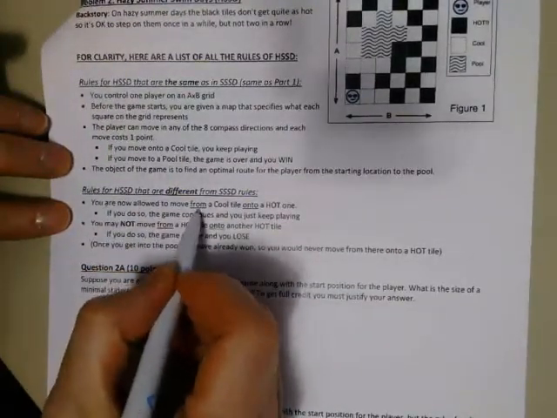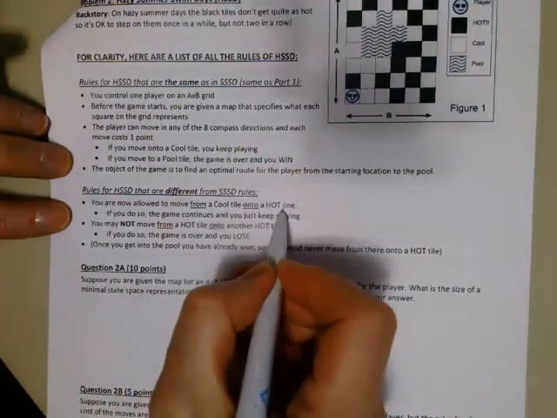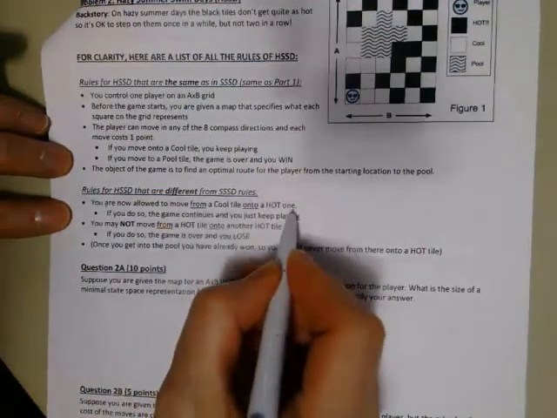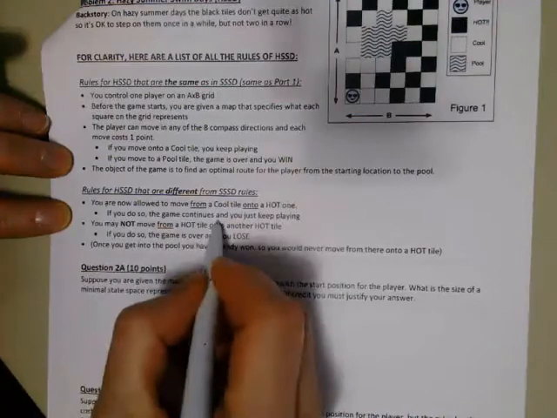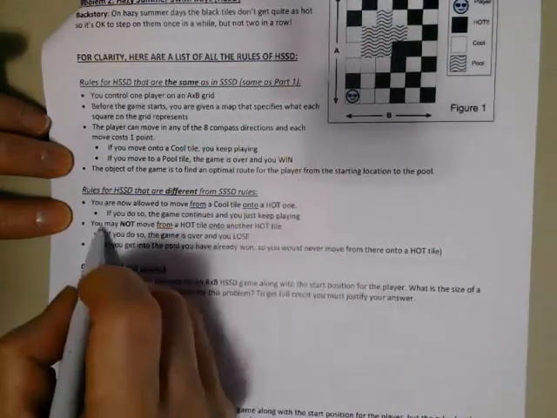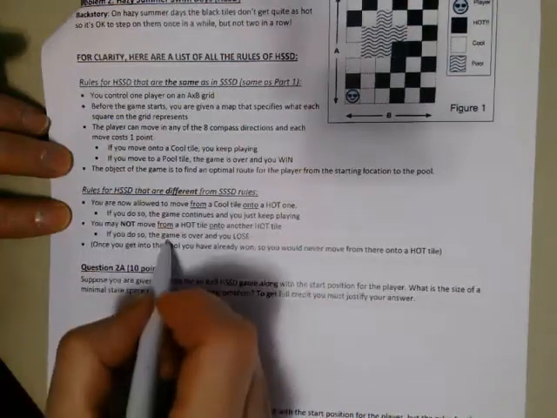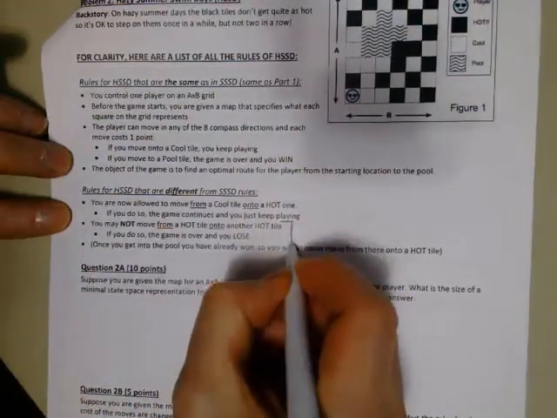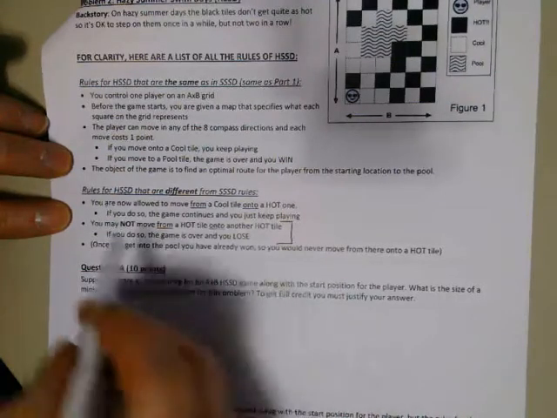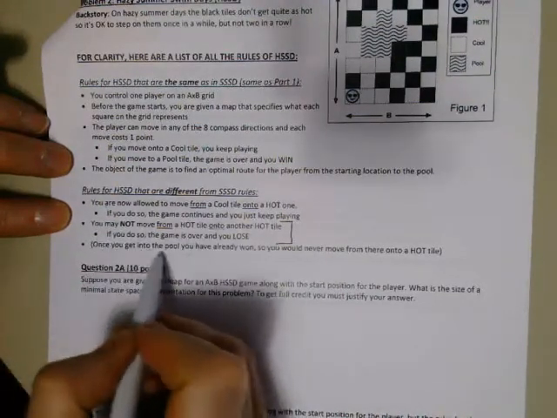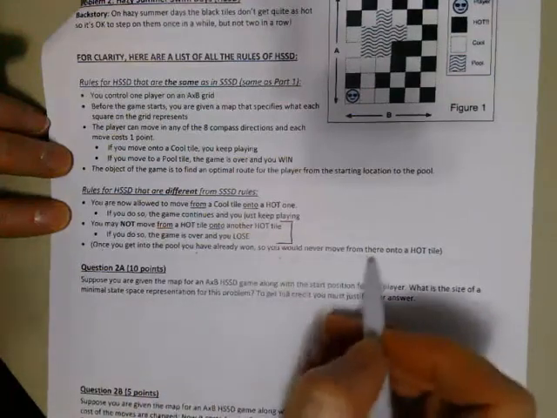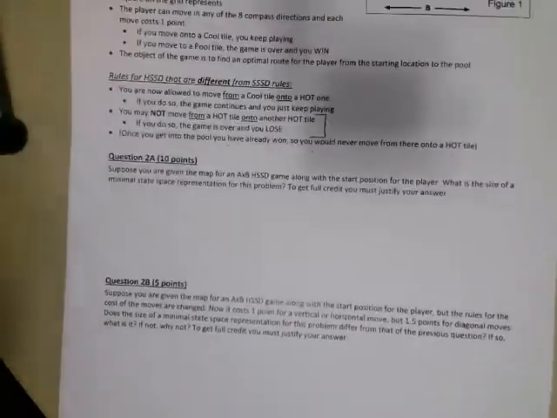You're now allowed to move from a cool tile onto a hot one, right? So you can move from a cool onto a hot one. If you do so, the game continues and you just keep playing. But you may not move from a hot tile onto another hot tile. If you do so, the game is over and you lose, right? So before you lost when you stepped on 1 hot tile, now you lose if you step on 2 hot tiles in a row. Once you get into the pool, you've already won, so you'd never move from the pool to a hot tile anyway, all right?